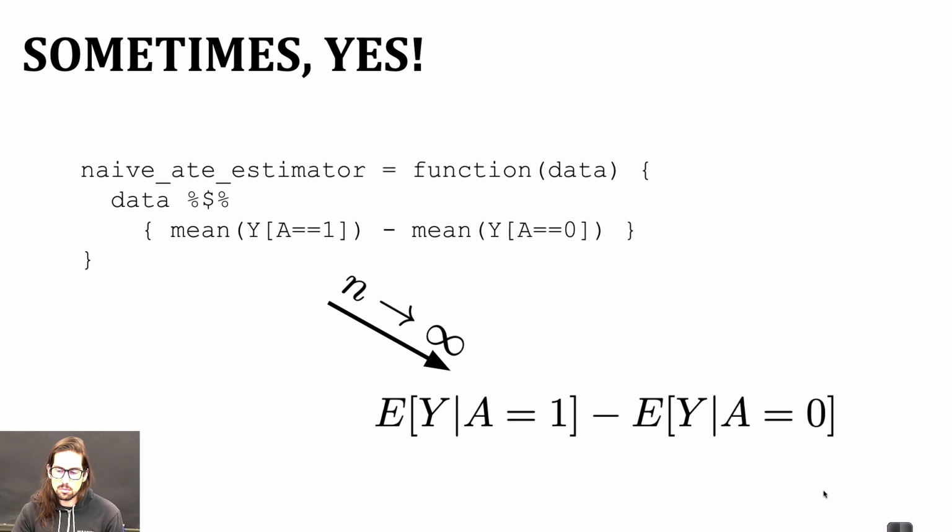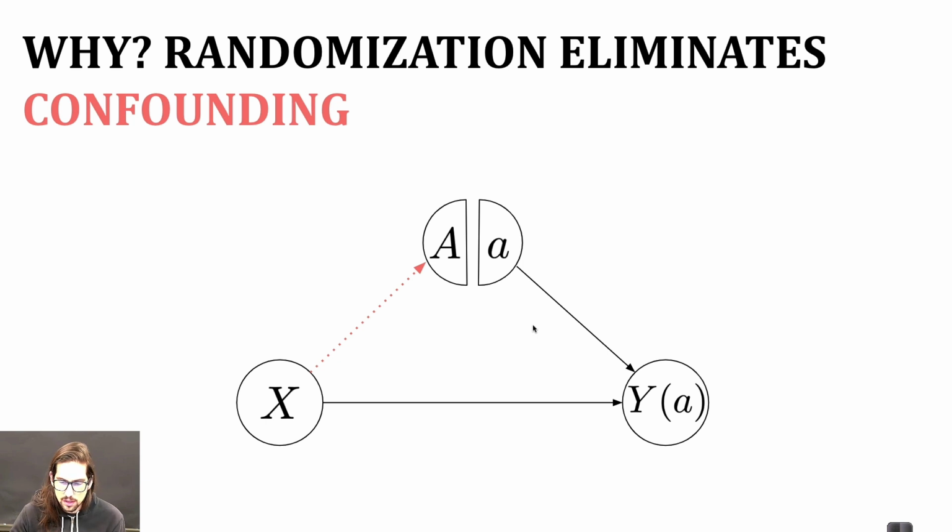And so with more and more data, we'll get closer and closer to the true answer, which is great. So we can use the data in this case. We'll get more into that in a minute, but let's just ask why. What's going on here? Remember last time we talked about confounding and how that's a problem, and that's why the naive ATE estimator doesn't work, because it's estimating the wrong thing. But in this case, randomization actually eliminates the confounding.